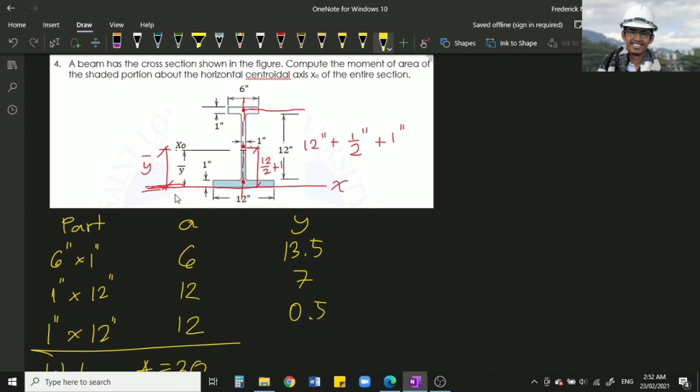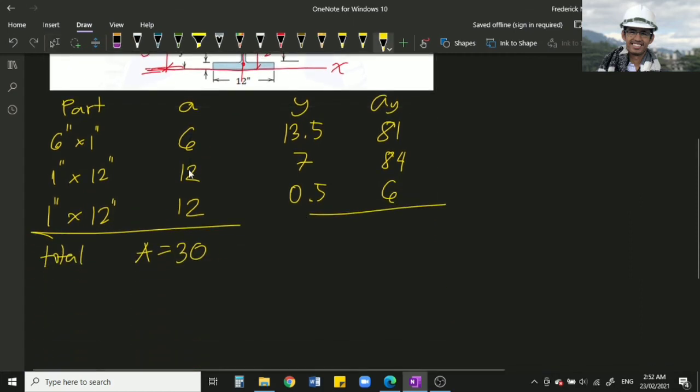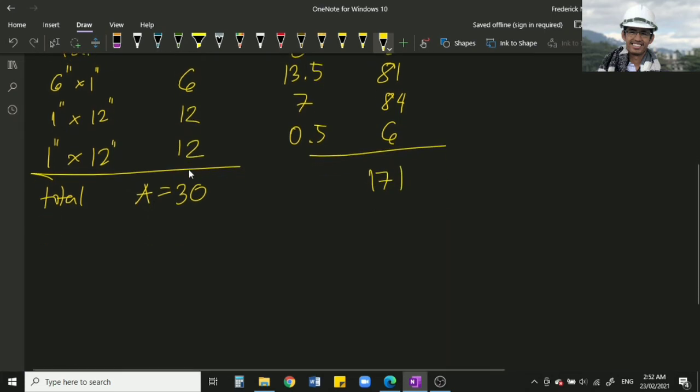So, let's proceed to the AY. So, that will be AY. 6 times 13.5, so that will be 81. 12 times 7, that will be 84. And 12 times 0.5, that will be 6. And our total will be 171. Okay? So, therefore, we can get our bar Y.